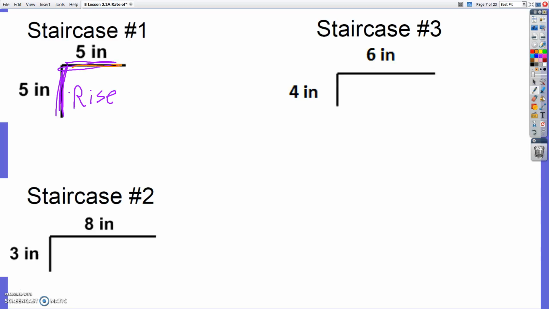So let me get a different color. This right here in orange is the run. So I always want you to keep in mind, we're always going to be comparing rise over run for our ratio. Okay, so similar here.